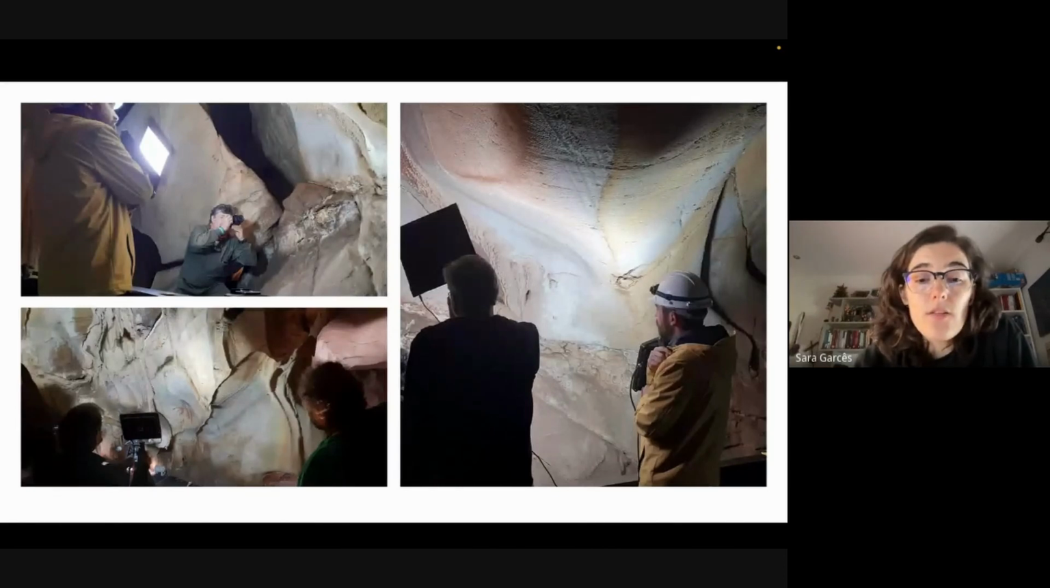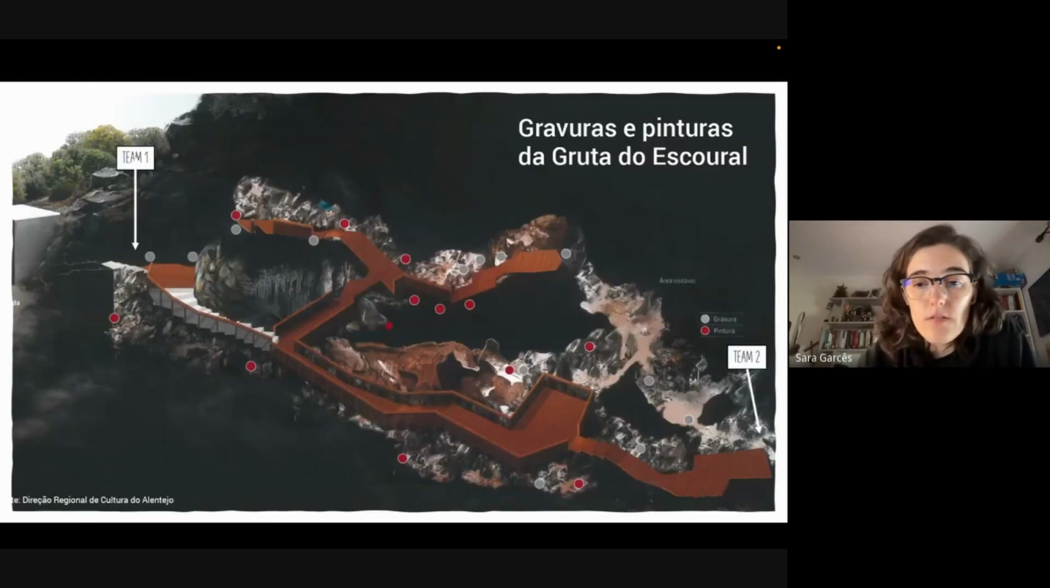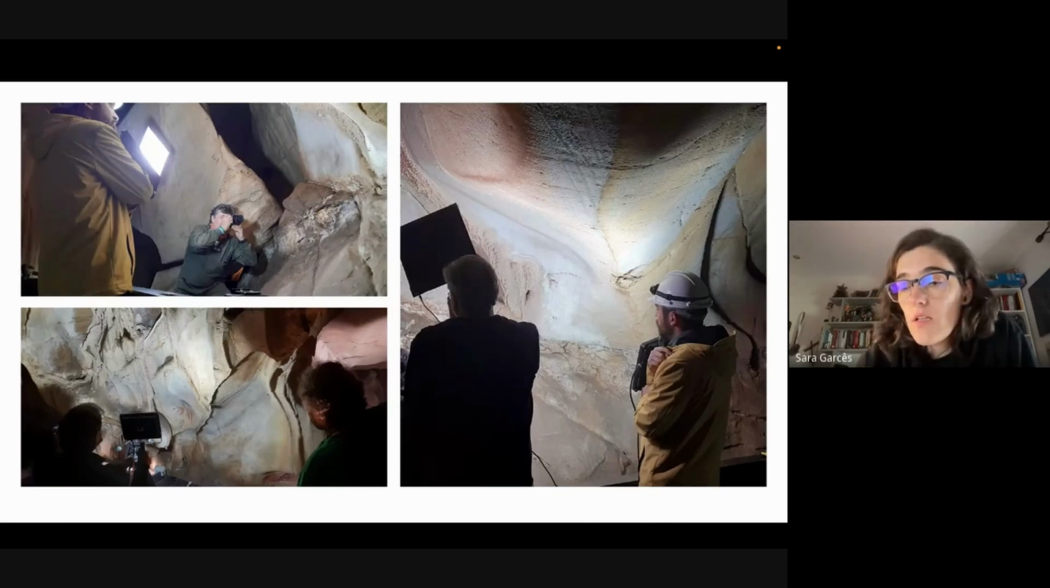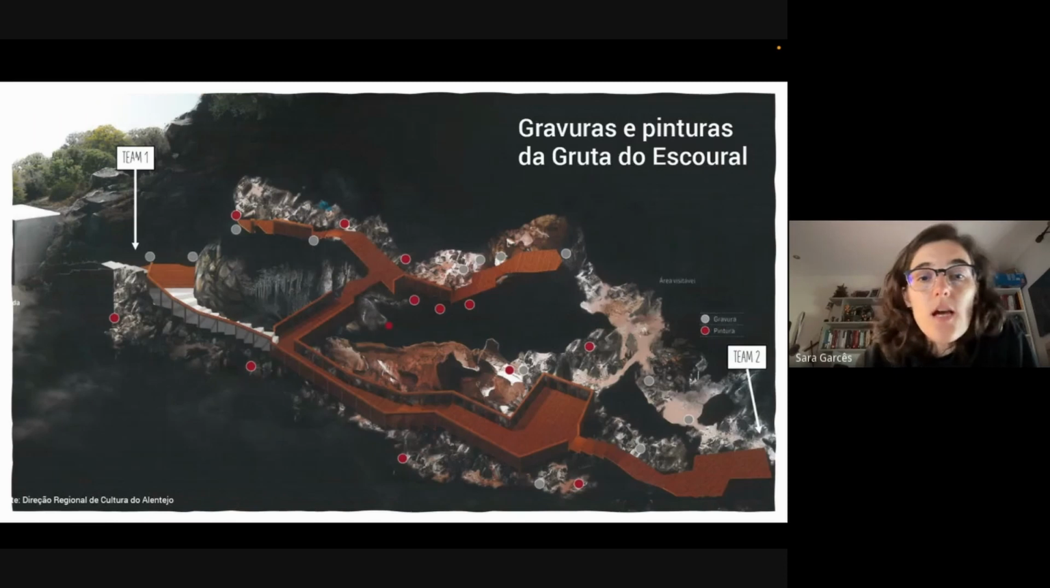In this case, we had two teams working at the same time. Even if the cave was not very big, we had some time restrictions, in the sense that we had to put quite a large team together in short days. So we decided that team number one would make the photographic record from the beginning of the cave to the middle, and team number two would start in the back part of the cave, making the photographic record until the middle of the cave.